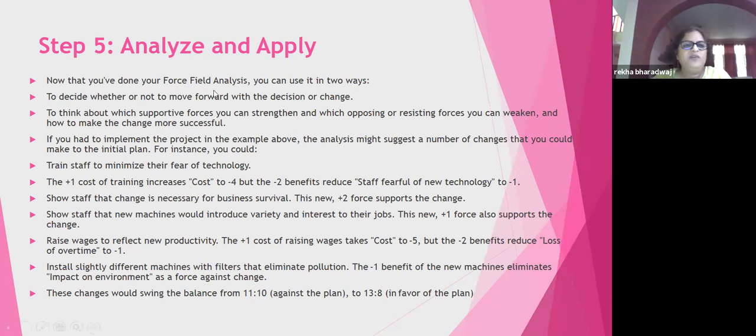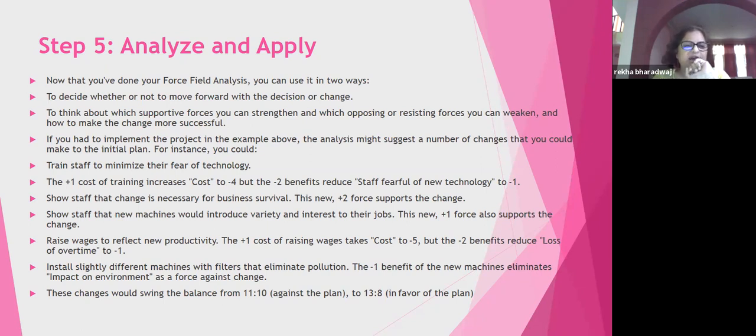So now that you have done your force field analysis, you can use it in two ways: to decide whether or not to move forward with the decision or change, and to think about the supportive forces you can strengthen, which opposing or resisting forces you can weaken, and how to make the change more successful. If you had to implement the project, for example above, the analysis might suggest a number of changes that you could make to the initial plan.